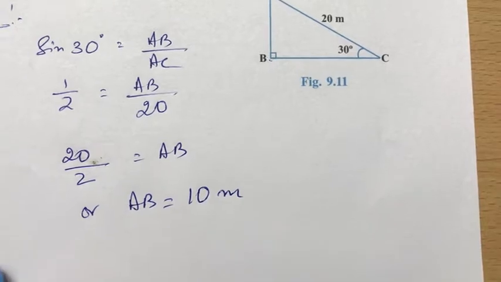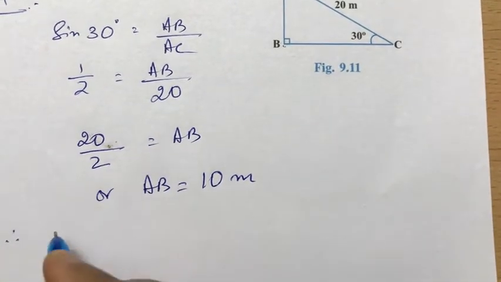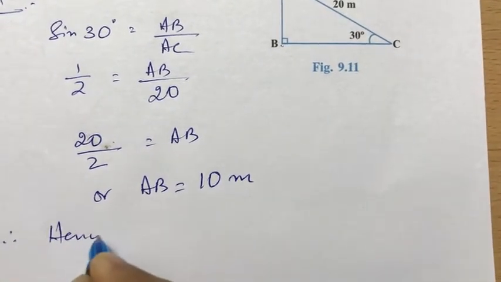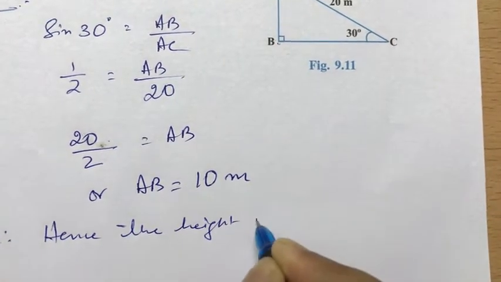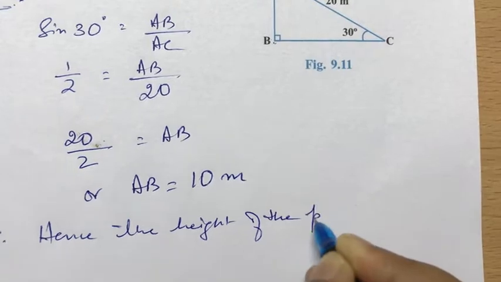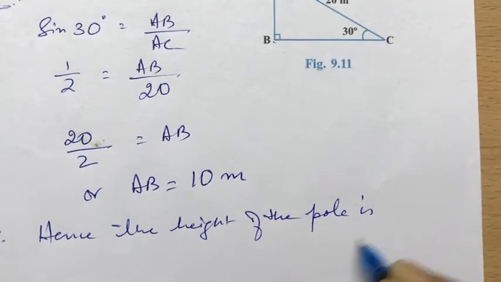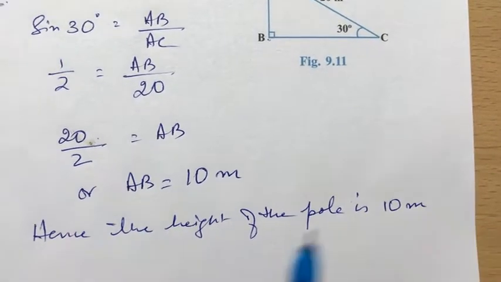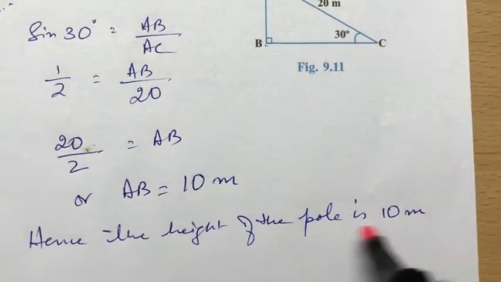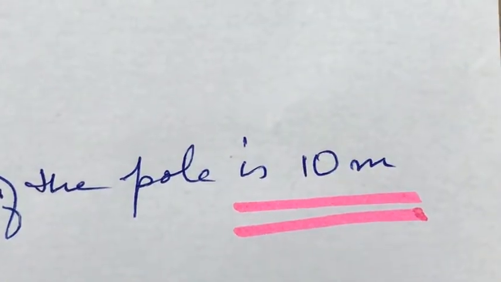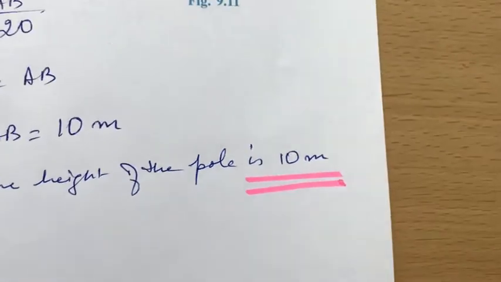So the final statement you will write, hence the height of the pole is 10 meter. Okay, don't forget to write the final statement. Got it? Okay. Now we go to the second question.